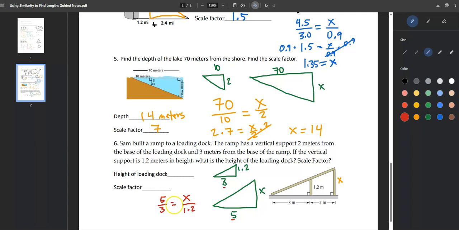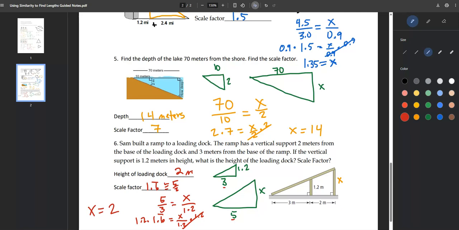Again, the 5 over 3 is going to give me my scale factor. That will give me 1.6 repeating. And then x over 1.2. So my scale factor is 1.6 repeating. Or that's equivalent, you could just leave it as 5 over 3 if you'd like. Then I'm going to times that by 1.2, times by 1.2 over here, and that'll give me my height. And when I do that, I get, again, x is equal to 2. And so this will be 2, and looks like meters that we're looking at with this one as well.